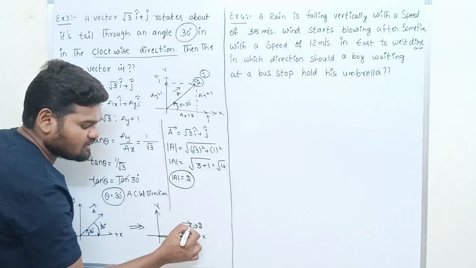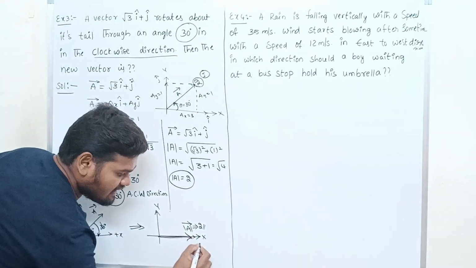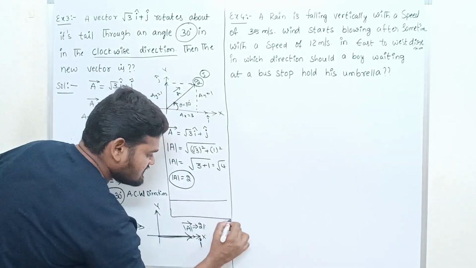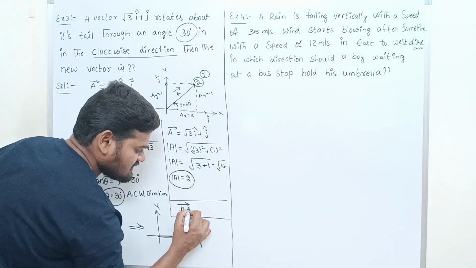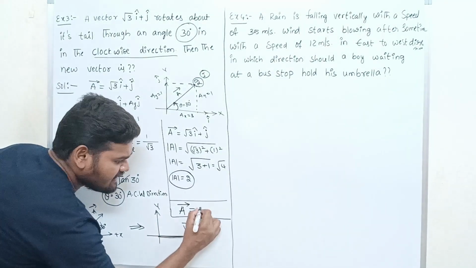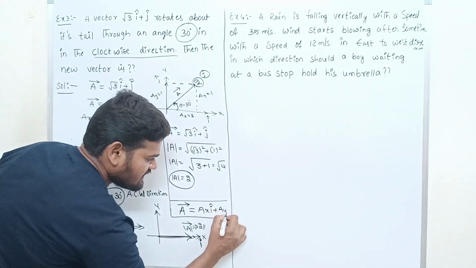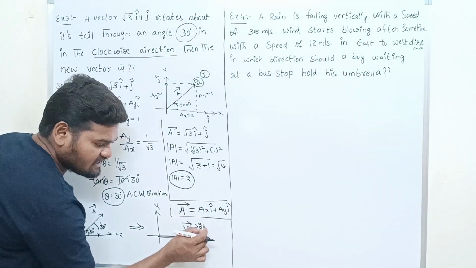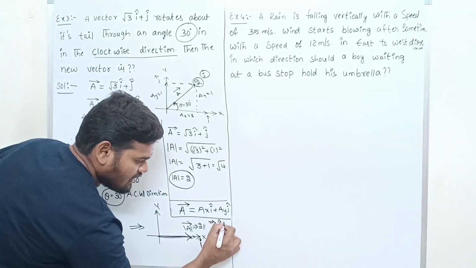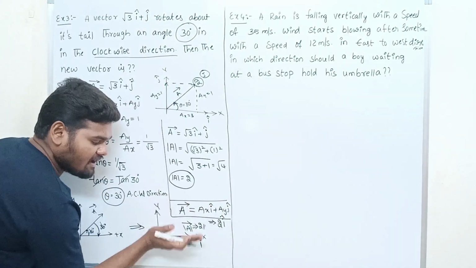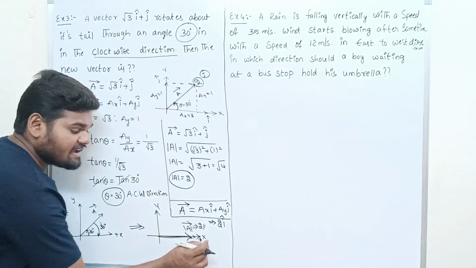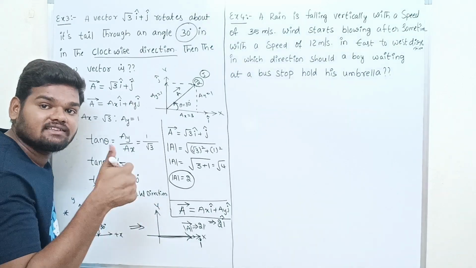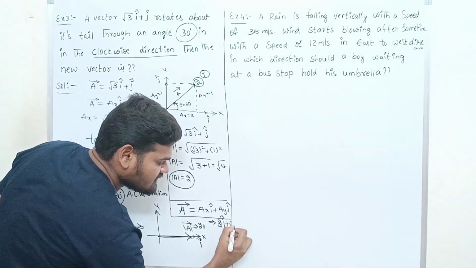What is the magnitude of this a bar vector? 2. So what is the unit vector along the positive x-axis? i cap. Now what is the new a bar vector? A bar is equal to ax i cap plus ay j cap. ax is the magnitude of the a bar vector along the x-axis, which is 2 i cap. Now ay we have to find. This a bar vector completely lies on the positive x-axis. Is there any y component? No y component. So that is 0 j cap.